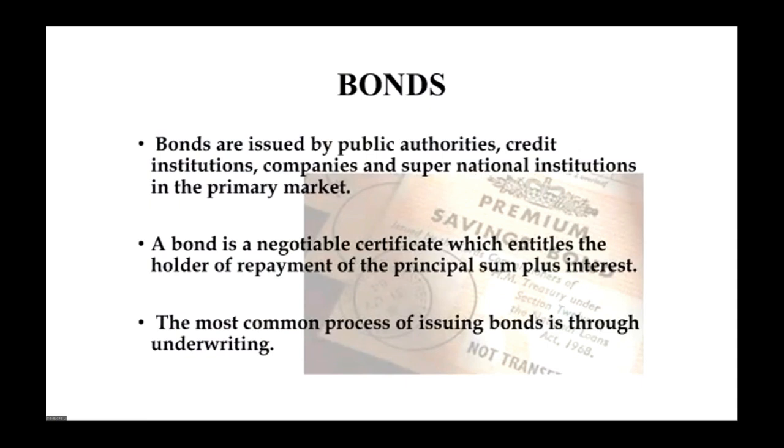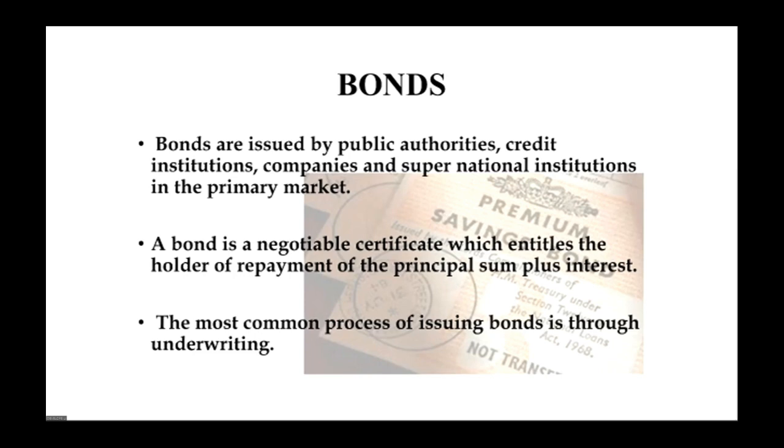The next one I want to talk about are bonds. You'll be hearing issue bonds, bond. So what are bonds? Bonds are issued by public authorities, credit institutions, companies, and supranational institutions in the primary markets. It's a negotiable certificate that entitles the holder to repayment of the principal sum plus interest. The most common process of issuing a bond is through underwriting. So you understand what it is.